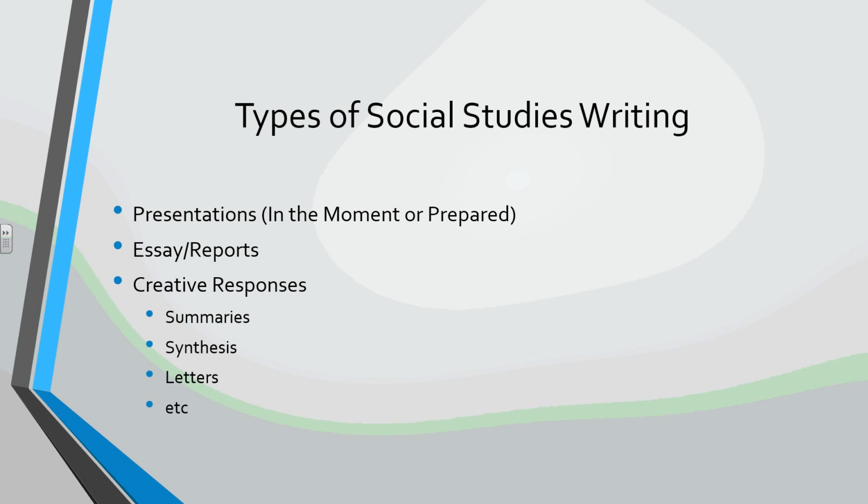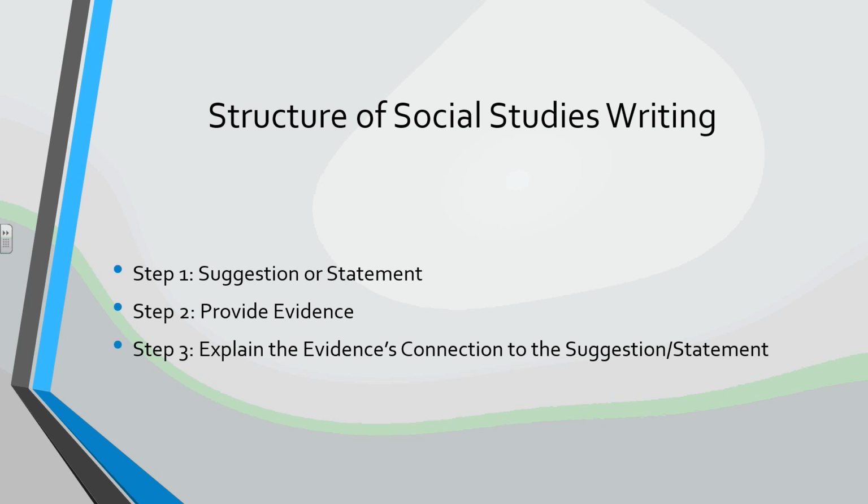Now when we write for social studies, what we're really talking about is pretty much any type of writing that involves the social studies areas. So for example, history, geography, psychology, sociology, economics, and the like. This includes presentations, essays, and reports, creative responses like summaries, syntheses, letters, and etc. So it can be varied, and it won't necessarily always have to keep this formal long essay, but it always follows the same steps that we're going to explore next. No matter what we do, we need to make sure it follows this structure.